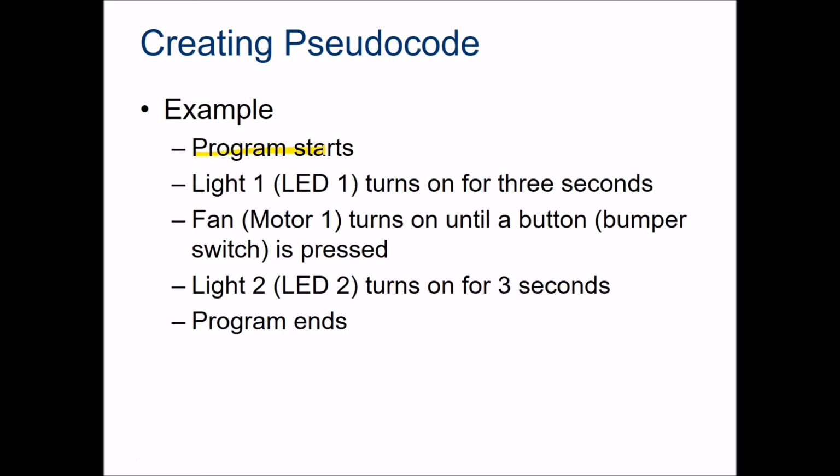We've got our program starts, our light number 1, which is in LED 1 port, turns on for 3 seconds. Then our fan, which is in motor port 1, turns on until a button, which is called bumper switch, and it's in that port, is pressed. Then what happens? Our second light comes on, which is plugged into LED 2 port, and it turns on for 3 seconds, and then the program ends.